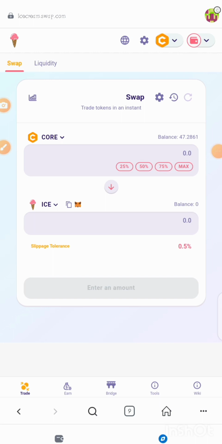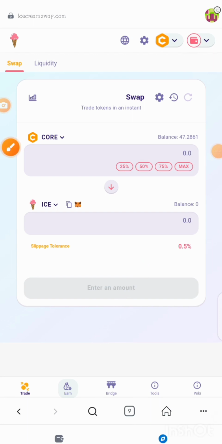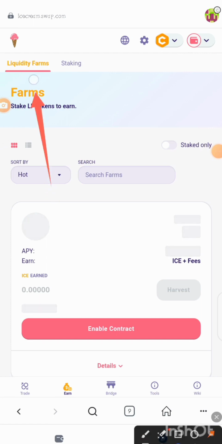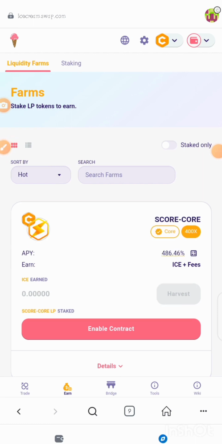Now for you to stake on ice cream swap, there are two kinds of staking. When you click on N, you see where I just clicked right now, there are two kinds of staking that come out. We have liquidity farming and we have staking. We have no business going to staking, because what you see in staking is mainly meme coins, and you might be disappointed at the end of the day. So the best thing is to click on liquidity farming, to stake on liquidity farming.